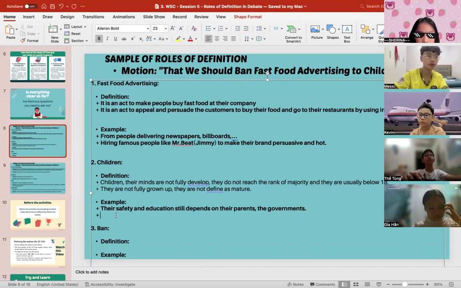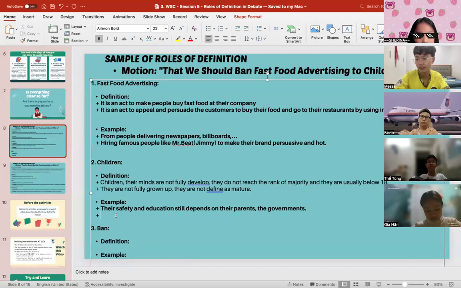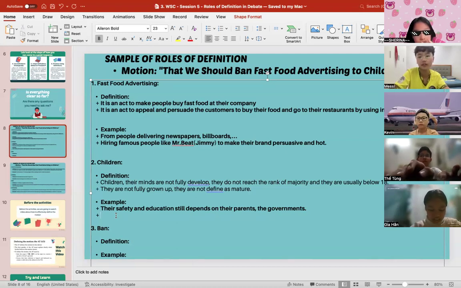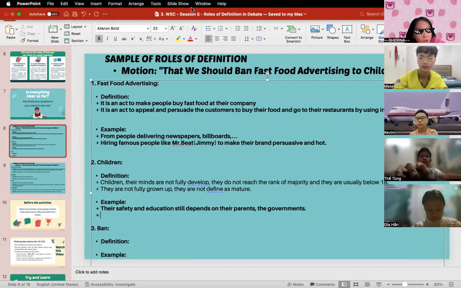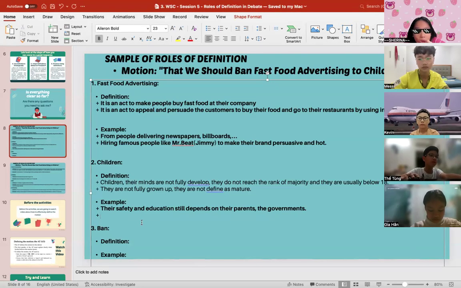Oh, so Thế Tùng, what you mean is when children commit a crime, they will not get punishment if they are below 18. But if they are above 18, they must receive punishment or jail, many things like that. So is that what you mean? Yes. Okay.